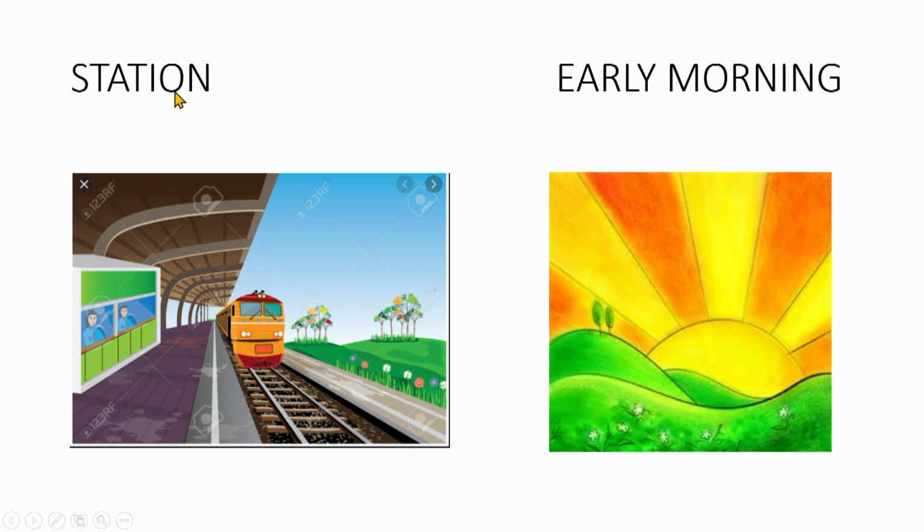Read this word 2 times. Station. Station. Spell station. 1, 2, 3, go. S-T-A-T-I-O-N. Station. Okay. It's a place where people can get in and get off the train. Right? Okay. Next, over here in the next picture, we have like a sunrise.